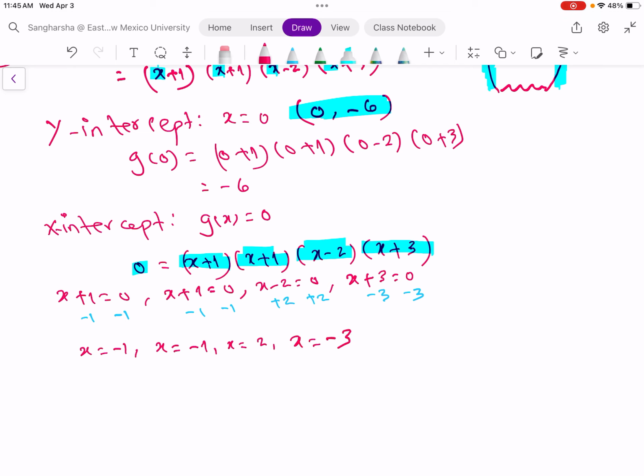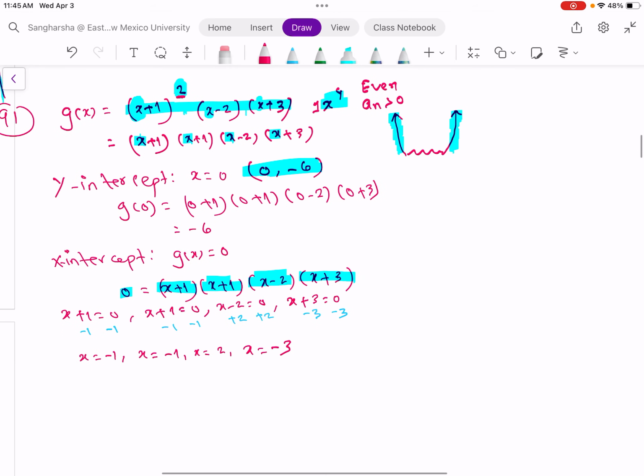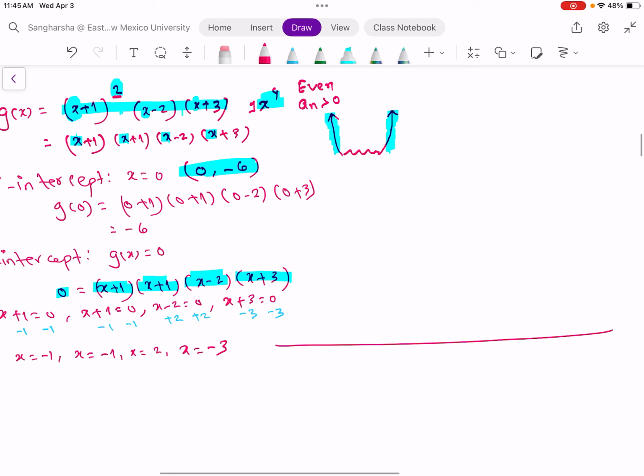So we have these x-intercepts. It means the graph crosses or touches the x-axis at these different points. Now let's make our x-axis and y-axis. So we have the x-axis, we have the y-axis, this is 0. Now let's plot this x-intercept and y-intercept.